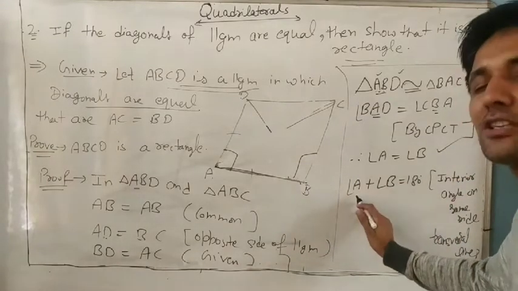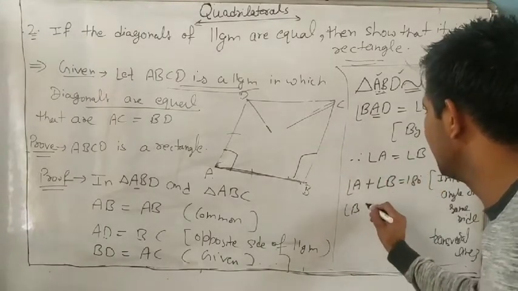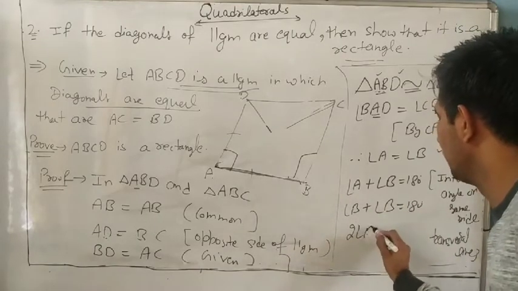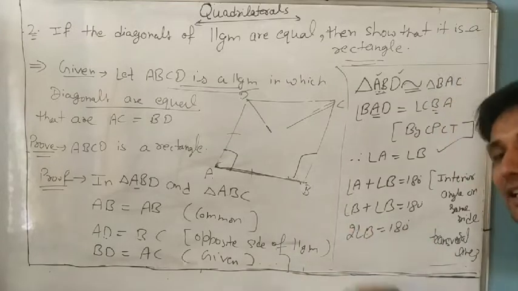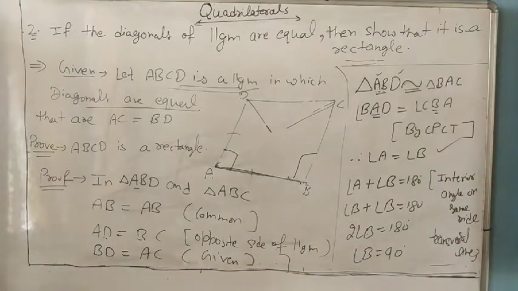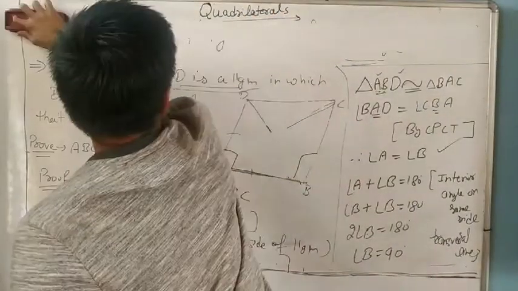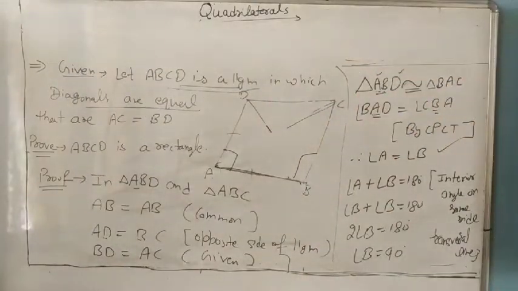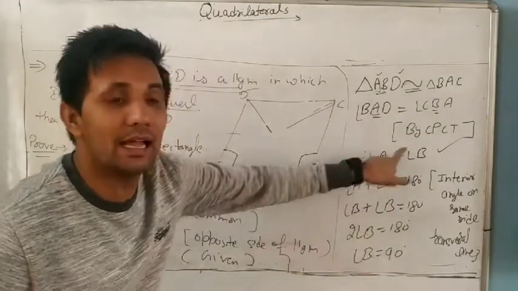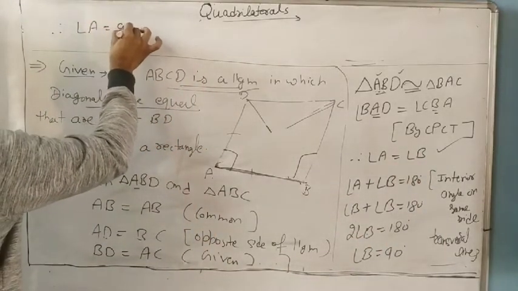So it means in place of angle A we can put angle B, because angle A equals angle B. So angle B plus angle B, 2B equals 180. Divide by 2 on the other side, so angle B is 90 degrees. I am writing here, there is a space problem, okay? So now angle B equal to 90 and angle A equal to angle B, so therefore angle A is also 90.